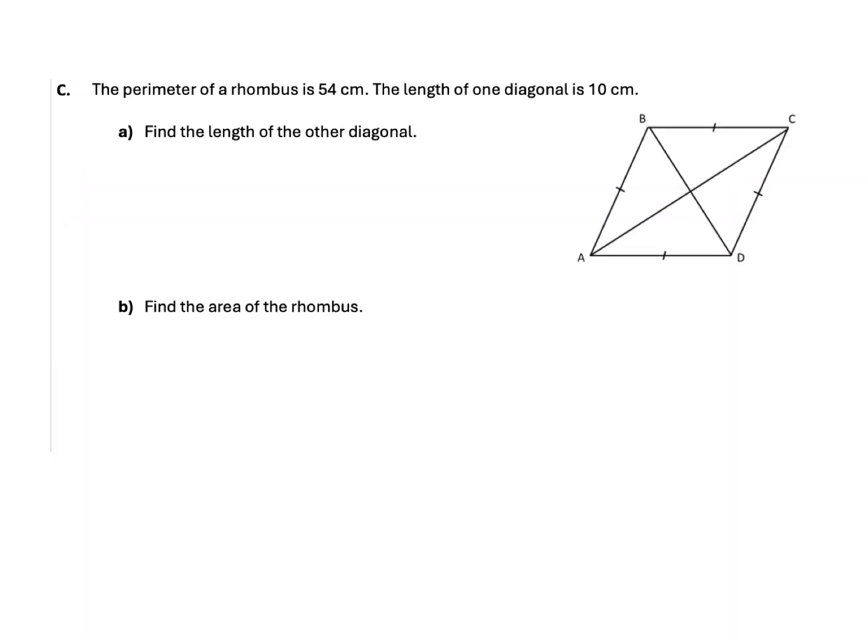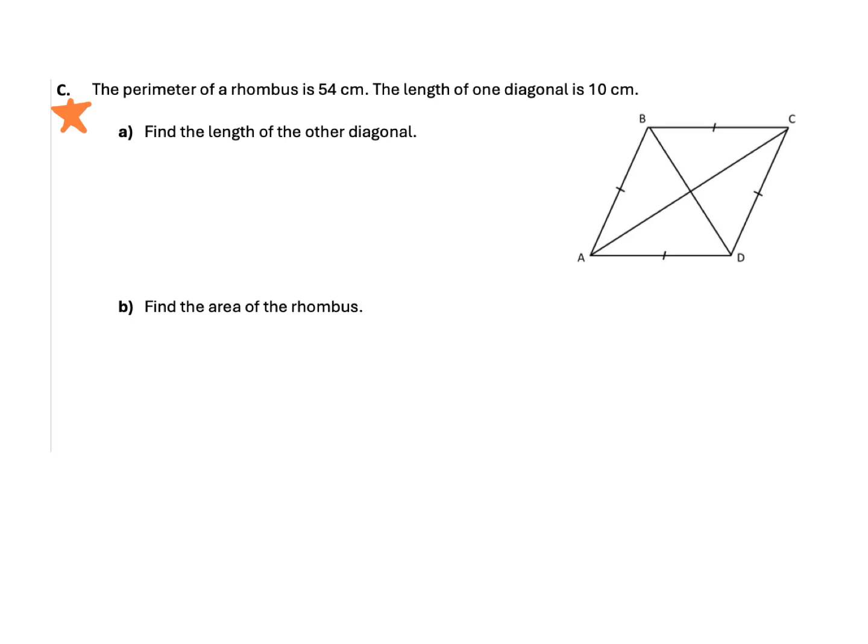So in this problem, we are given the perimeter of a rhombus is 54 centimeters and the length of one diagonal is 10 centimeters. This is a really good problem. I would star this. I know you're going to see one like this on your CYU. You'll also probably see a similar question to this on a future quiz or test.